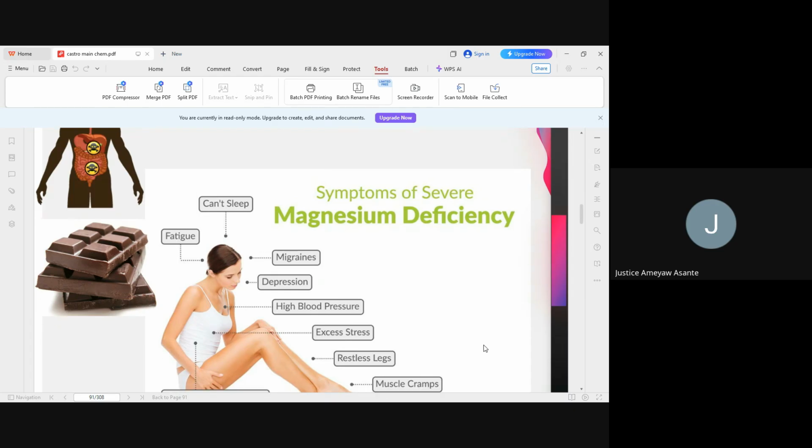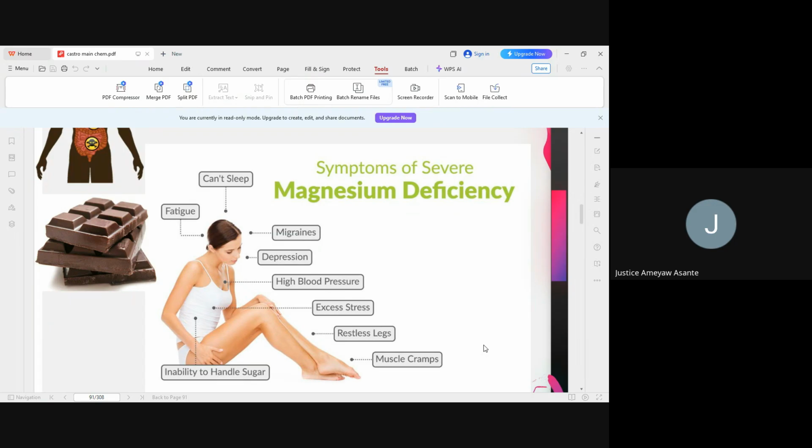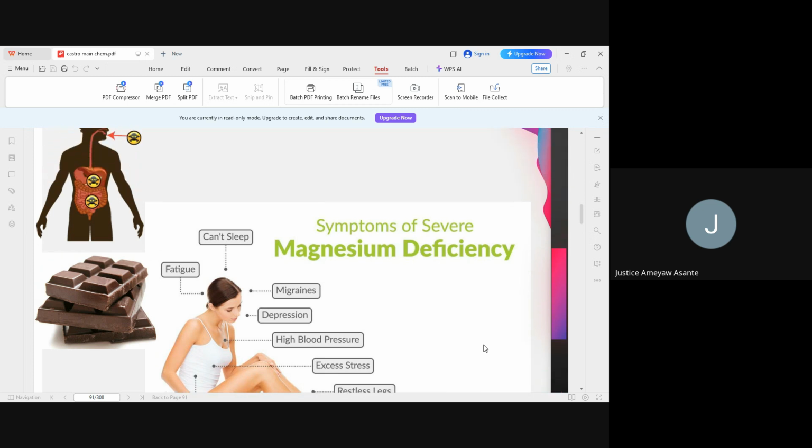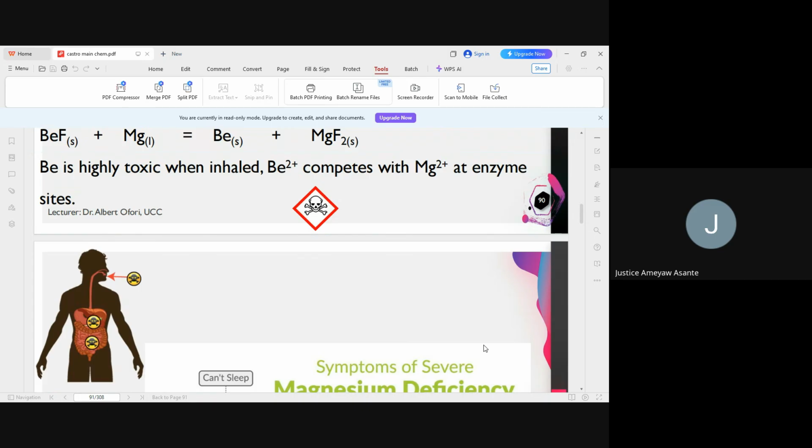So deficiency in magnesium, what is it going to cause? You cannot sleep. You easily get fatigue. You get migraine, depression, high blood pressure, excess stress. You become restless. Your legs become restless. Then you have muscle cramps. So it is the deficiency in magnesium that is going to kill you. It is not the beryllium that is going to kill you, but the deficiency, and the element that causes that deficiency is beryllium when it is there.